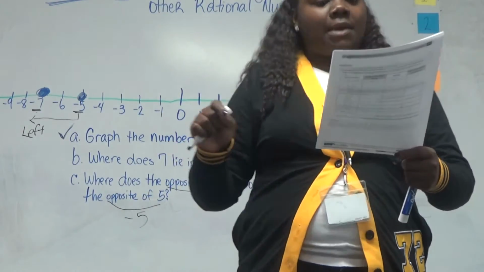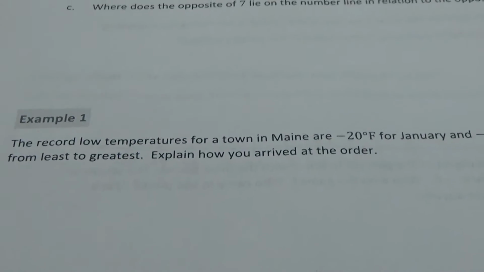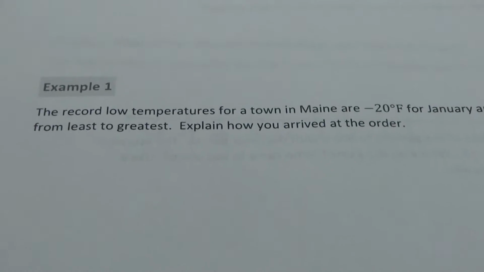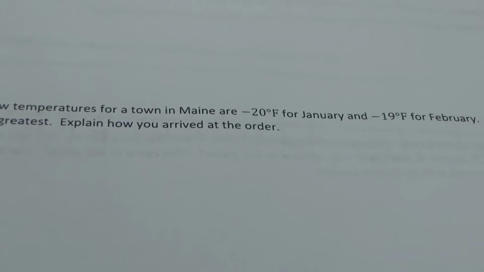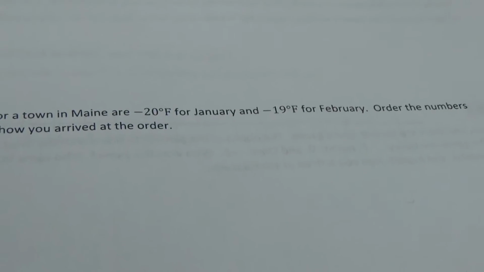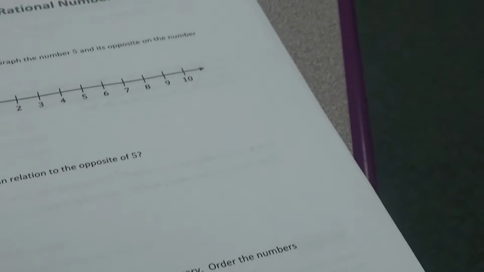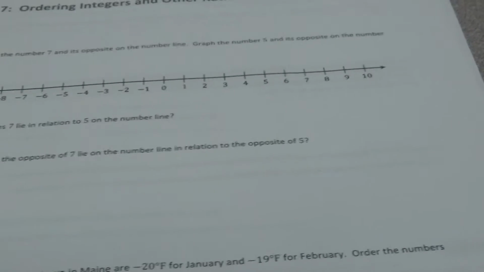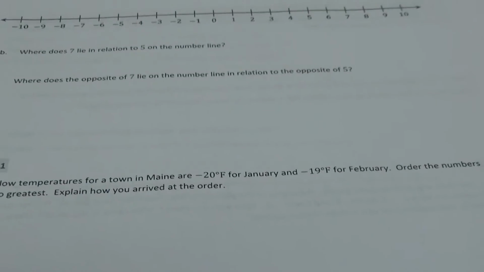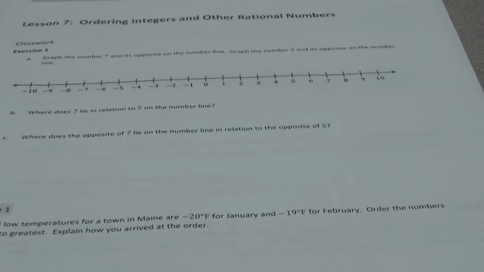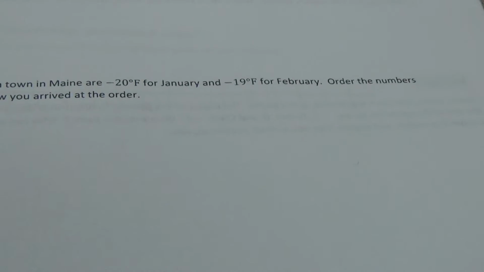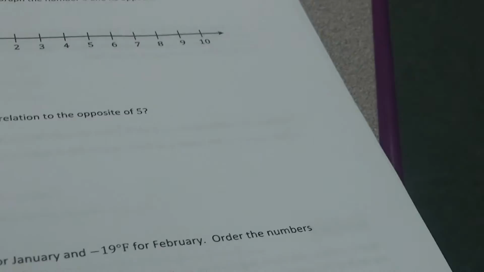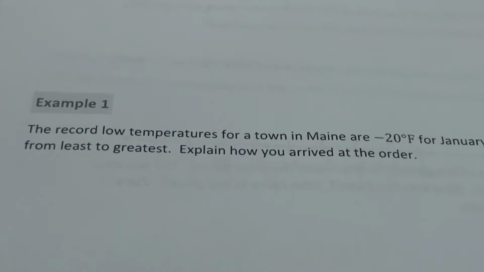So now we're going to move into example 1. We just completed exercise 1. If you go on down, you'll see example 1. Example 1 says, the record low temperature for a town in Maine is 20 degrees below 0. The record low temperatures are negative 20 degrees Fahrenheit for January and negative 19 degrees Fahrenheit for February. They just simply want us to order the numbers from least to greatest.